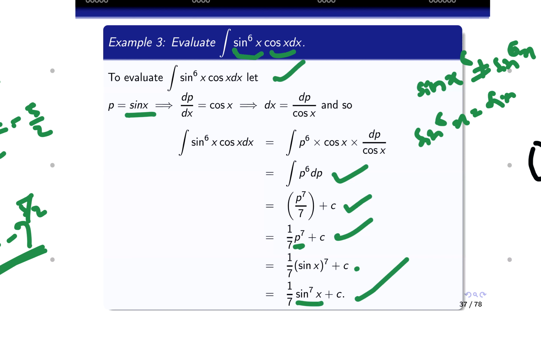And with that, we come to the end of integration by algebraic substitution, where you use a letter to replace a mathematical expression. Okay, so that's the end of that.